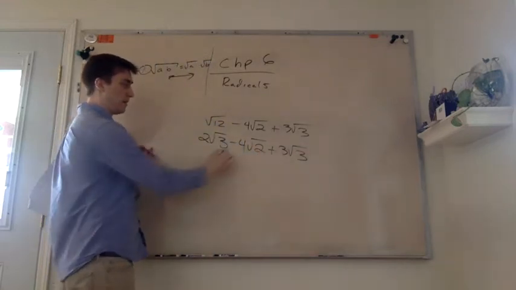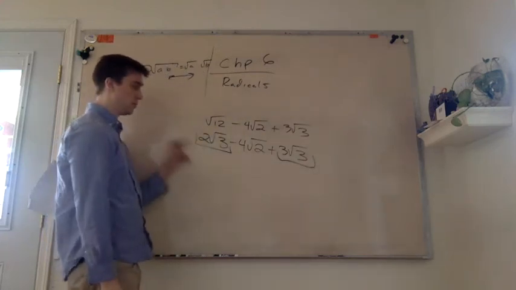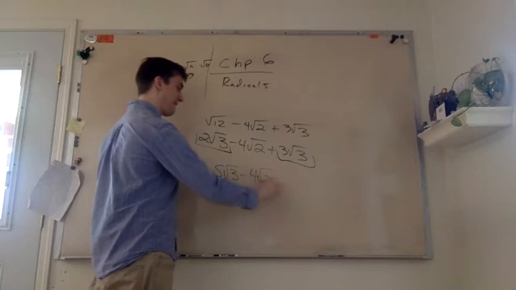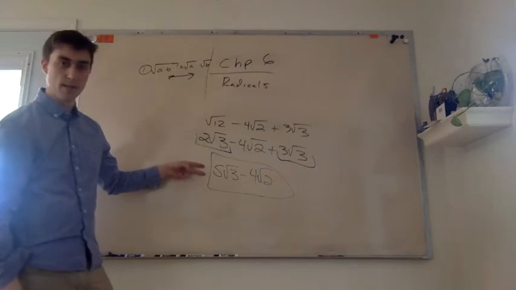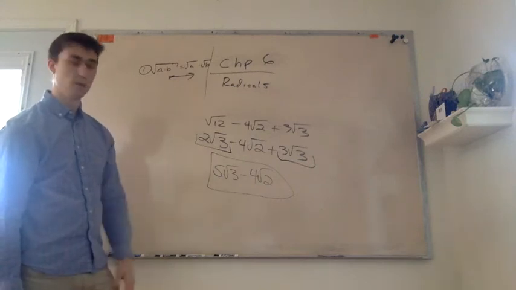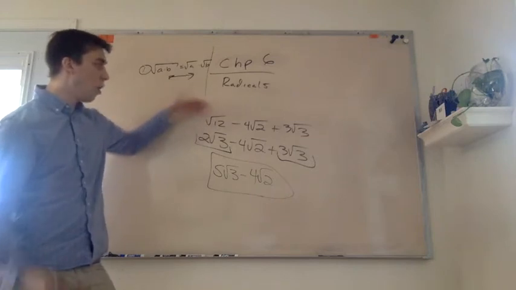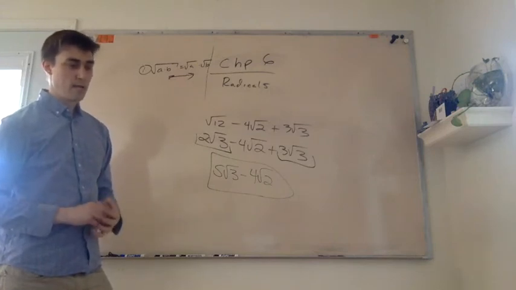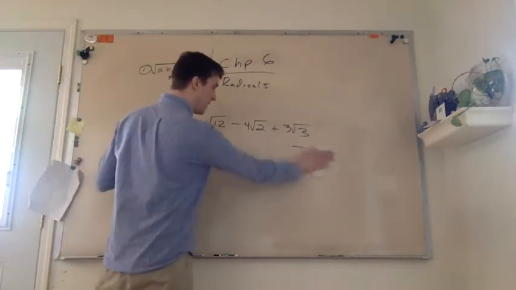Now that you've simplified everything, hopefully you can see that 2 root 3 and 3 root 3 can be combined. 2 root 3's plus 3 root 3's is 5 root 3's. And this one I didn't do anything with. So there we go. That's all that can be done. Root 3 and root 2 can't be combined, and they can't be simplified. So now don't expect always to be able to combine every radical into one thing. That's not always going to work.